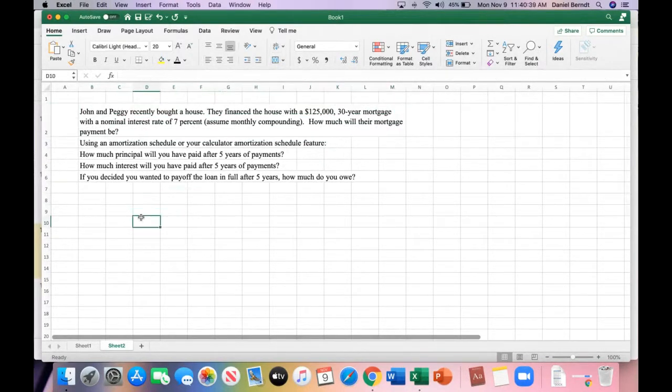There we go. So John and Peggy recently bought a home. They financed the home with a $125,000 30-year mortgage with a nominal interest rate of 7%. It tells us to assume monthly compounding. How much will their mortgage payment be? Then it says using an amortization schedule, how much principal will they have paid after 5 years? How much interest will they have paid after 5 years? If they decided they wanted to pay off the loan in full after those 5 years, how much would they owe? So this is very similar to what we just did, right? It's just more practice, okay?